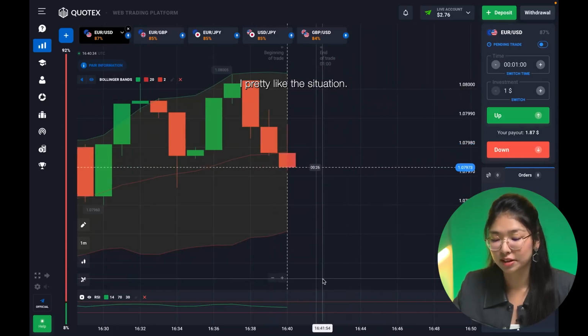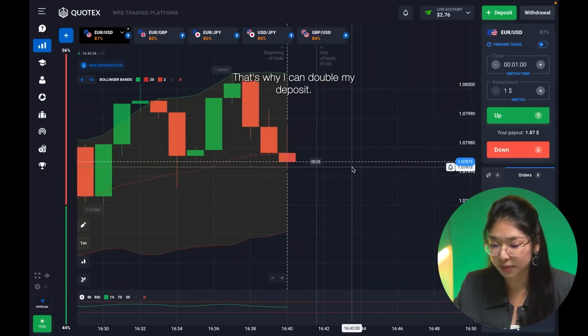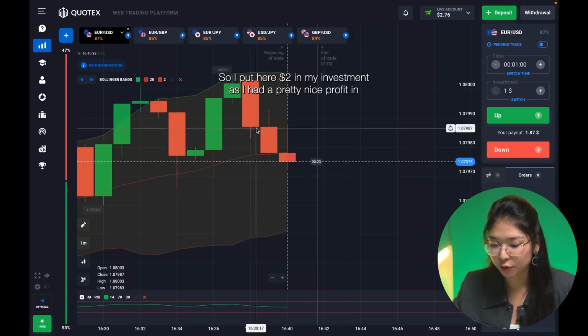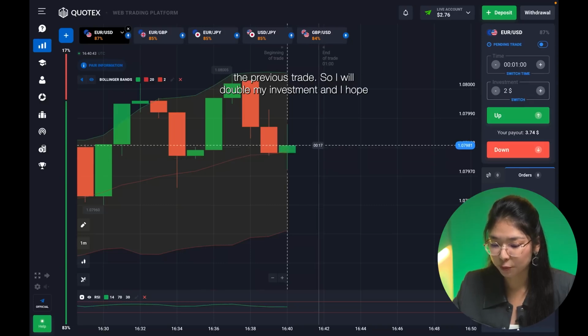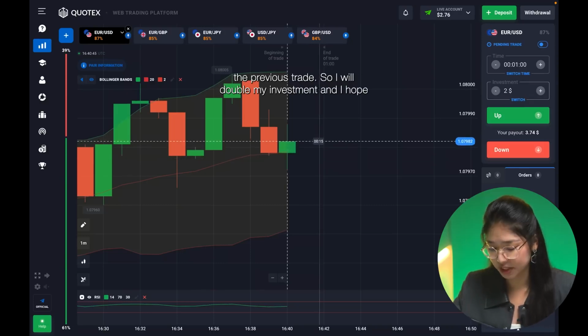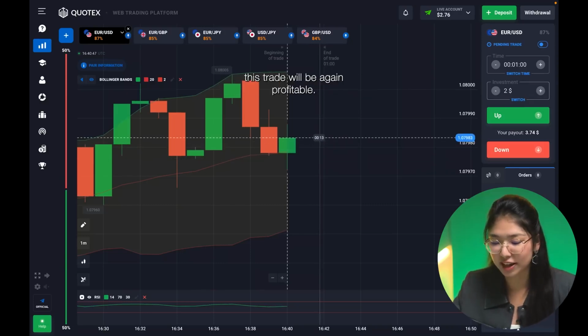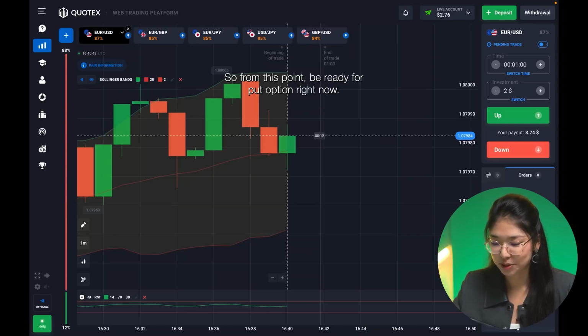I pretty like the situation, and that's why I can double my deposit. So I put here $2 in my investment, and as I had a pretty nice profit in the previous trade, I will double my investment, and I hope that this trade will be again profitable. So from this point, be ready for put option right now.